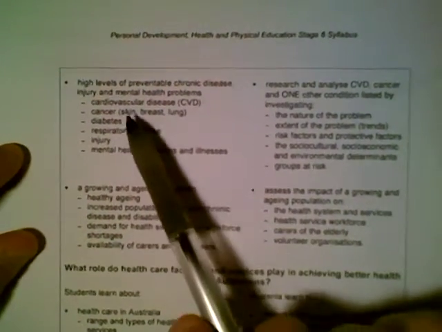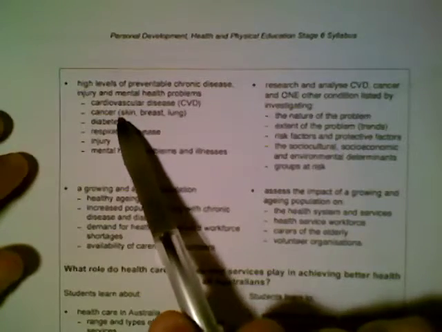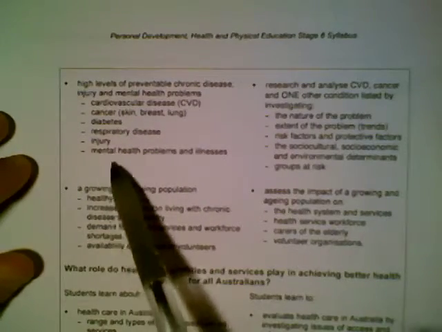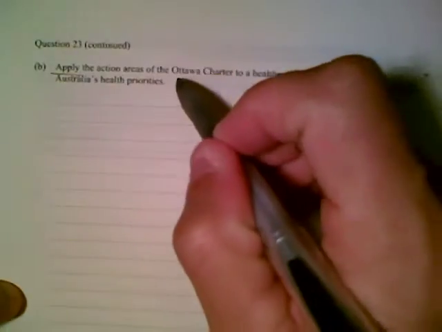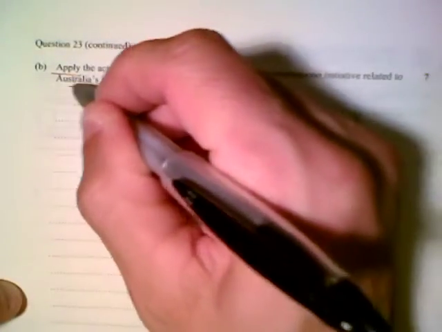We know that these are some of Australia's health priorities here: cardiovascular disease, cancer, diabetes, respiratory disease, injury, mental health problems and illness. So when we look at the question, we need to apply the action areas of the Ottawa Charter to a health promotion initiative related to Australia's health priorities. So we need to look at a health promotion initiative that relates to some of the health priorities, which are cardiovascular disease, cancer, diabetes, respiratory disease, injury, mental health problems and illnesses.